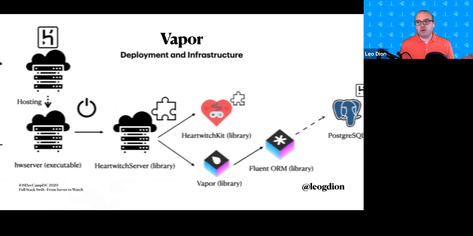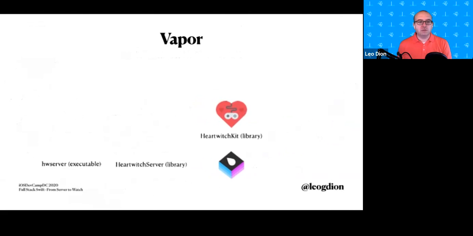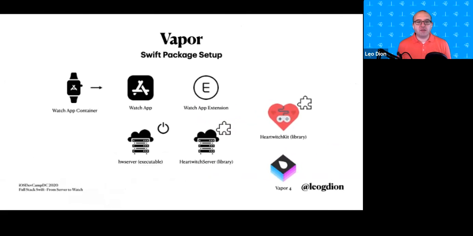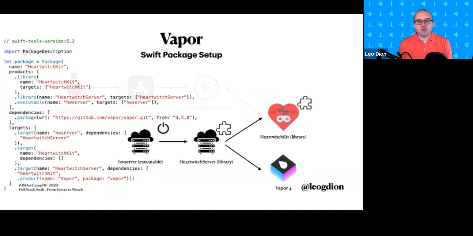So we've covered the components here as far as deployment and infrastructure. Let's talk about how we're going to set up our Swift package. So as I said, we have the Watch app container, Watch app extension. As far as the components that are hooked up to that are set up as Swift packages, we're talking here about the HW server executable, as well as Heartwitch server library and Heartwitch kit.